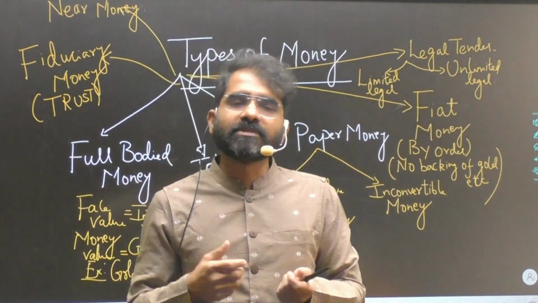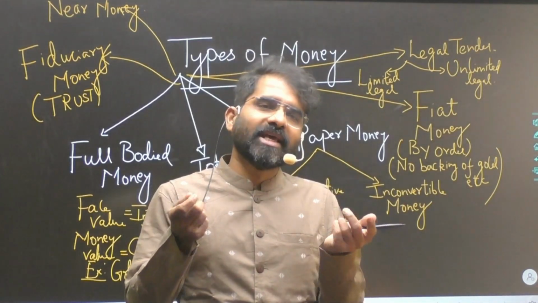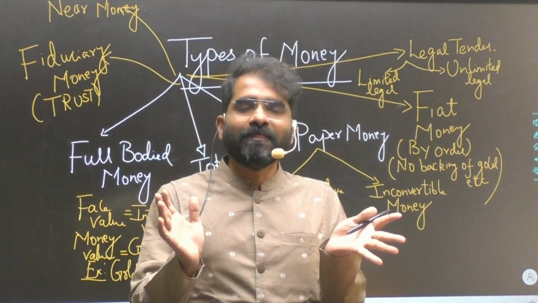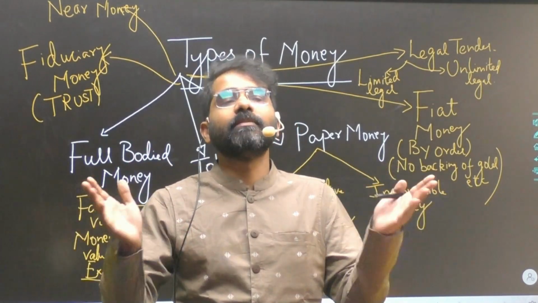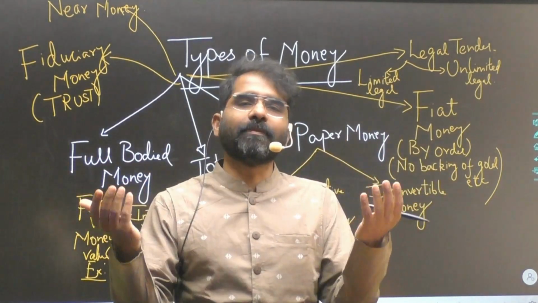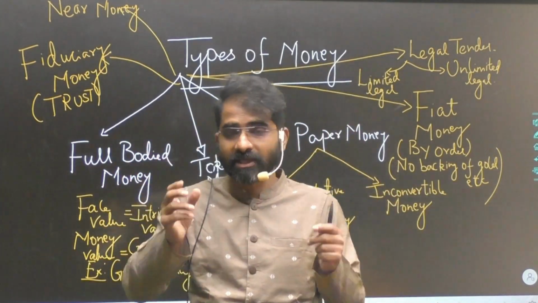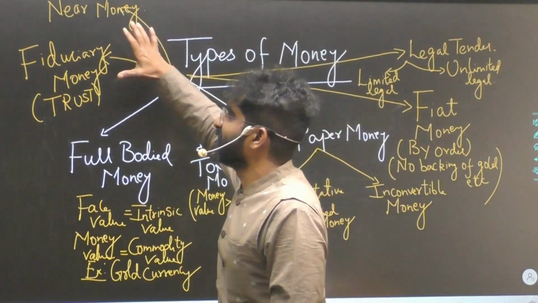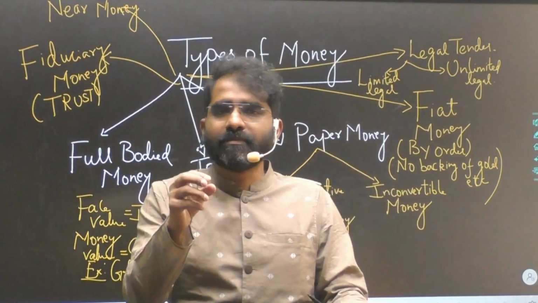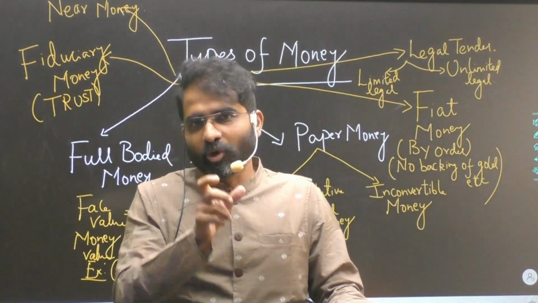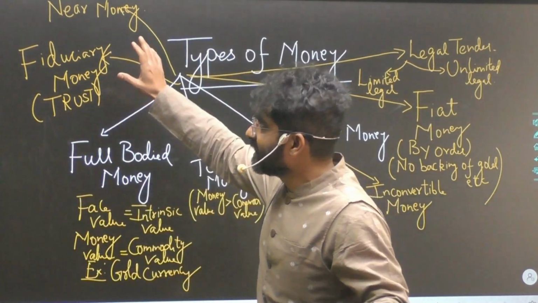Now the question comes up, what about checks? Bank checks and all, they are not legal tenders. The acceptance of a check is dependent on the agreement between both parties. If both parties agree, then only they are going to accept checks. So checks are not legal tenders. Checks are basically called fiduciary money. Fiduciary money is something that is accepted based on a trust concept. So checks can be seen as fiduciary money.